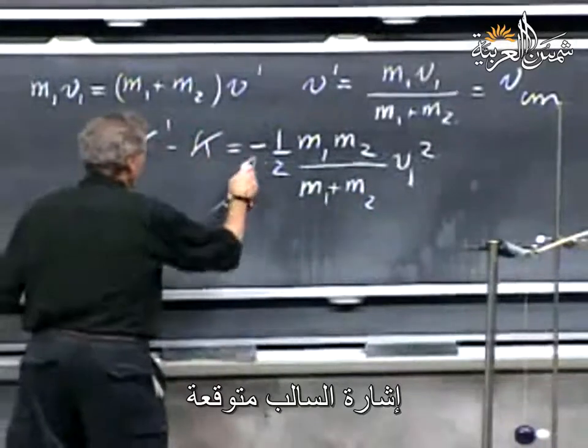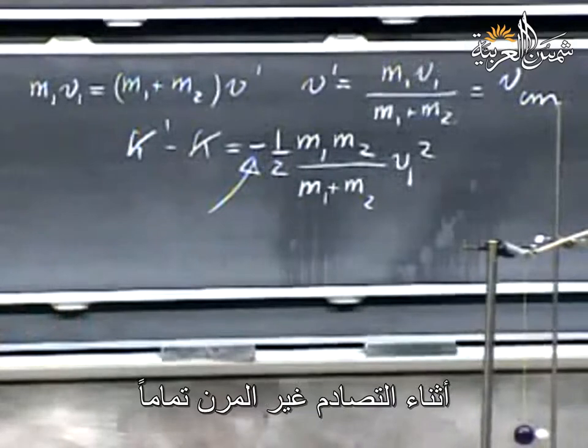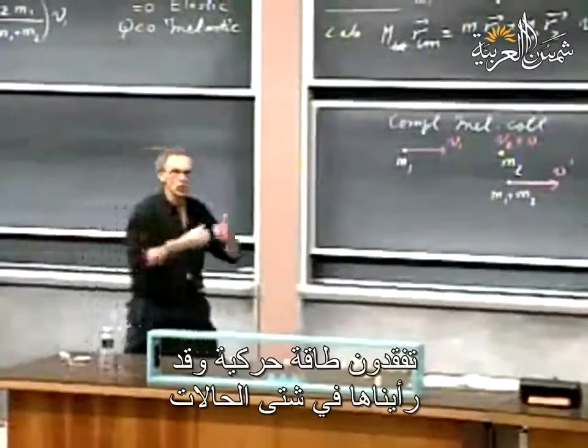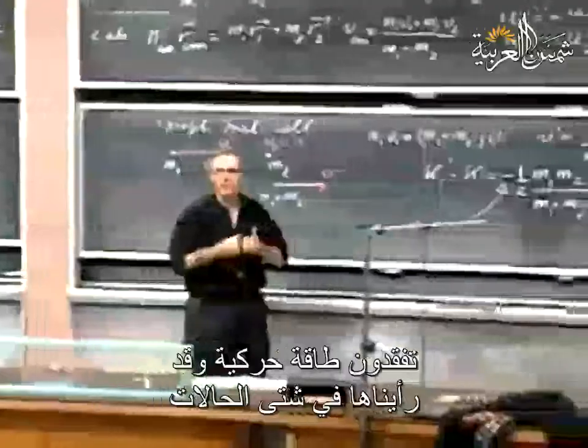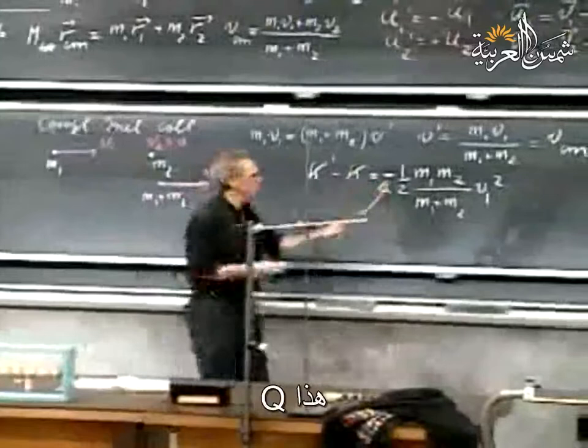The minus sign is predictable. We lose kinetic energy. When there is a completely inelastic collision, as we did in the last lecture, you lose kinetic energy. We saw it in every single case. That's what the minus sign means. This is Q.